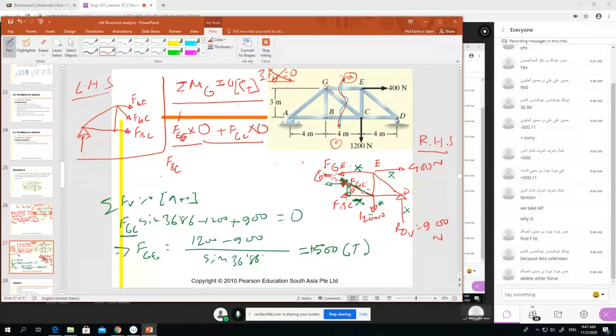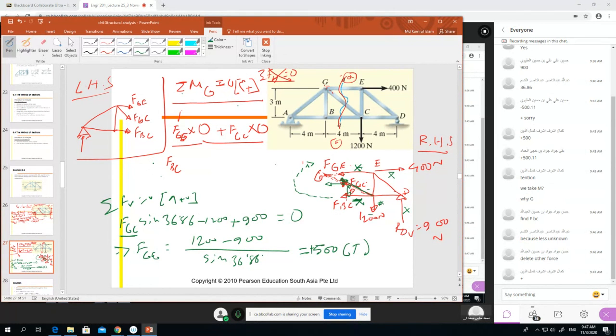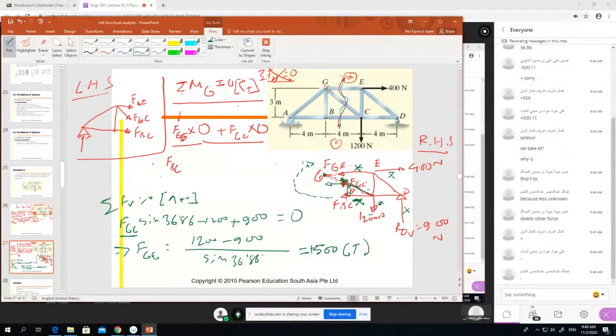So with respect to point G, is the F rotating clockwise or anti-clockwise? Tell me. Plus or minus? Plus? How come plus? With respect to point G, it is minus. Yes, minus into the distance. The distance is from here to here, and this distance is 3 meters.